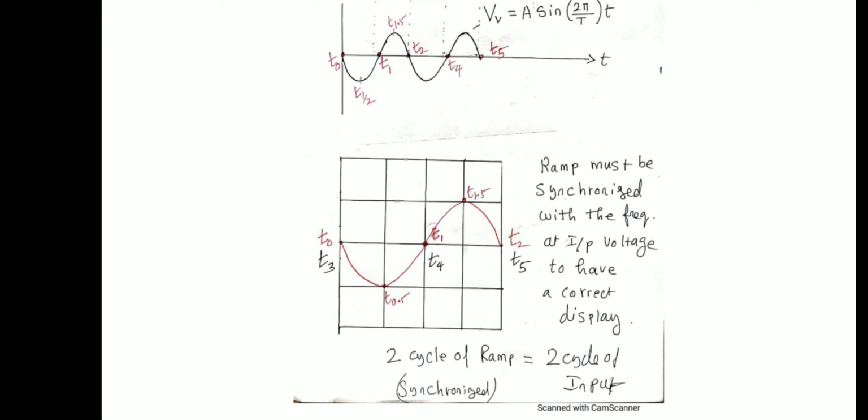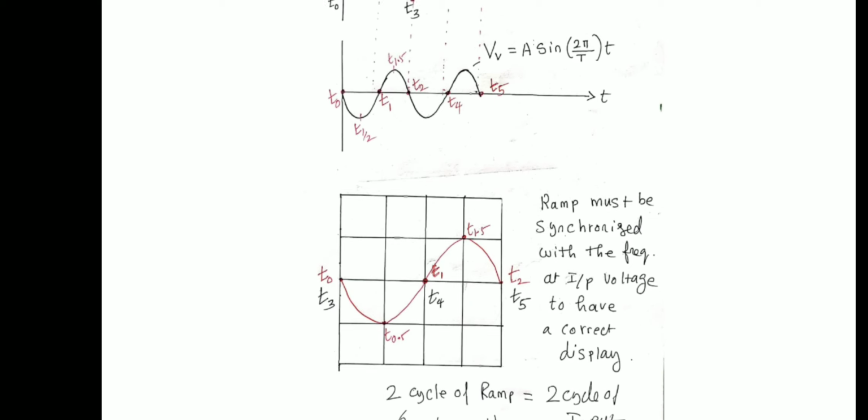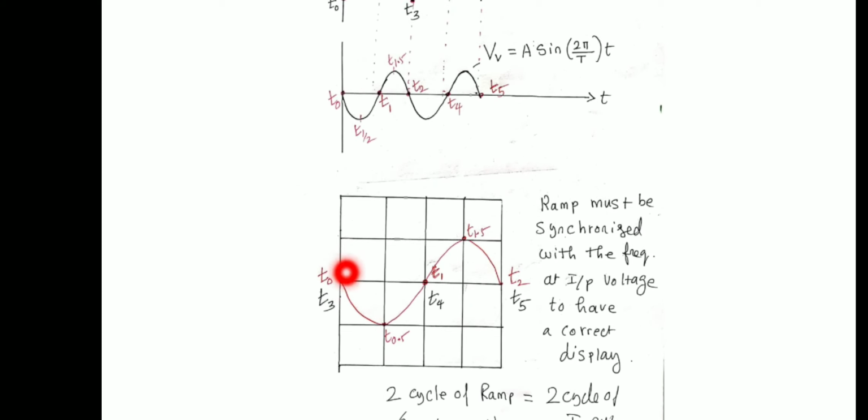So this is the reason: when a ramp signal is given to the horizontal deflection plates, and the negative half cycle and positive half cycle of the input signal are given to the vertical deflection plates, we get the waveform on the screen. Both should be synchronized. When both are synchronized, you are able to see this waveform on the screen. Okay, that is the idea.